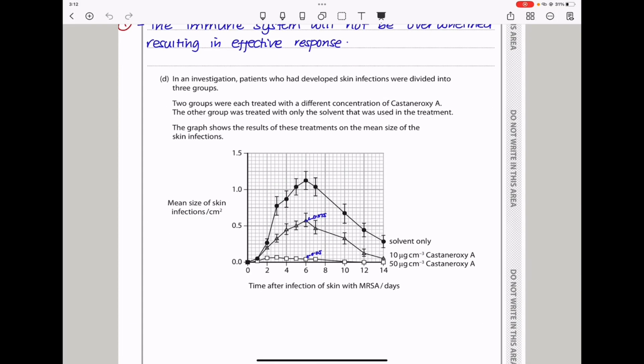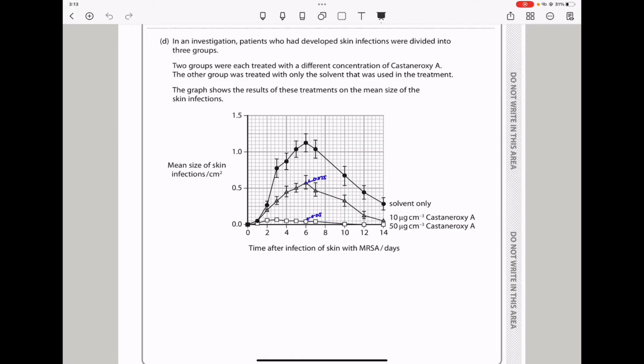In part D, in an investigation, patients who had developed skin infections were divided into 3 groups. 2 groups were each treated with a different concentration of Castaneroxy A. The other group was treated with only the solvent that was used in the treatment. The graph shows the results of these treatments on the mean size of the skin infections. So on the vertical axis, we have the mean size of skin infections, and on the horizontal axis, we have time after infection of skin with MRSA, and the time is in days.